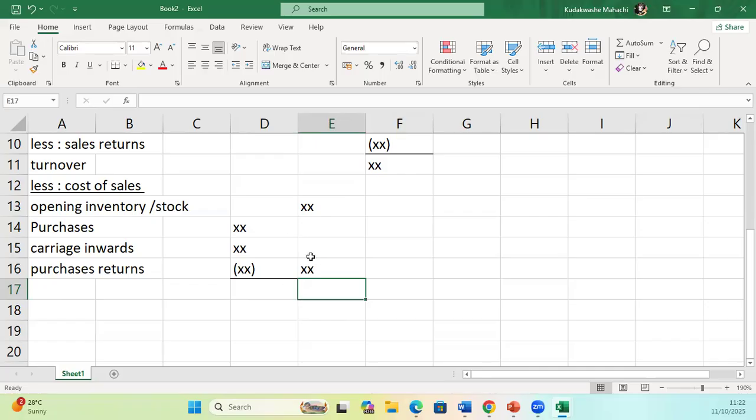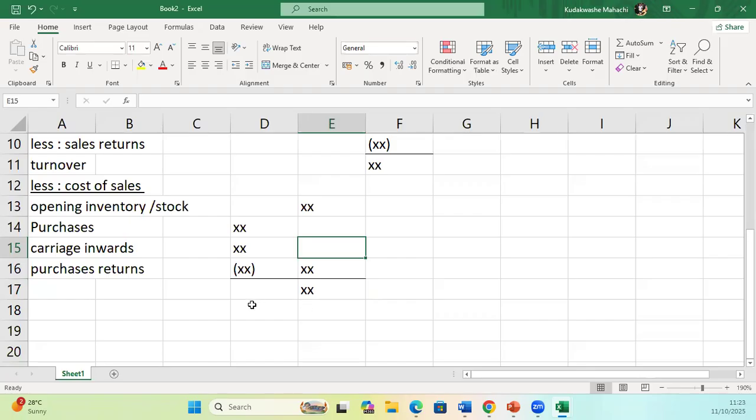So what we were calculating here is the cost of the goods we bought. The cost of the goods we brought from last year is the opening stock. The cost of the goods we bought this year, the purchases, plus the cost of carrying them, the carriage. Then we deduct the goods we returned. We add up what we had plus what we bought.